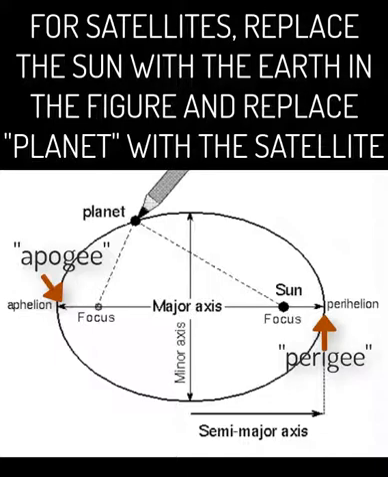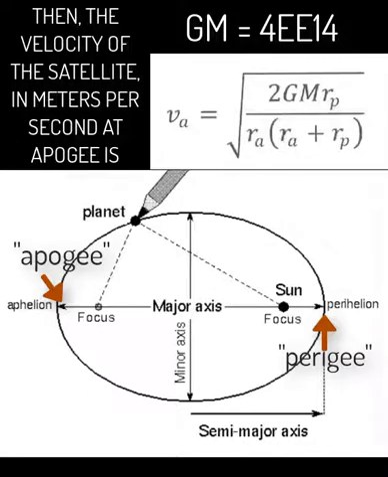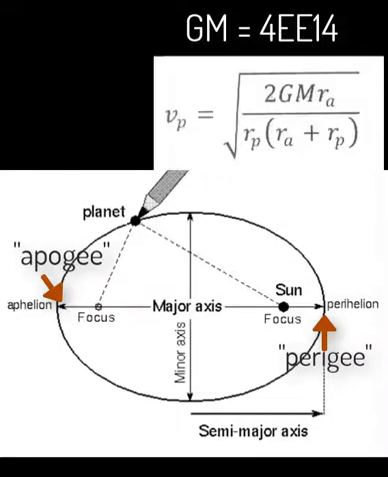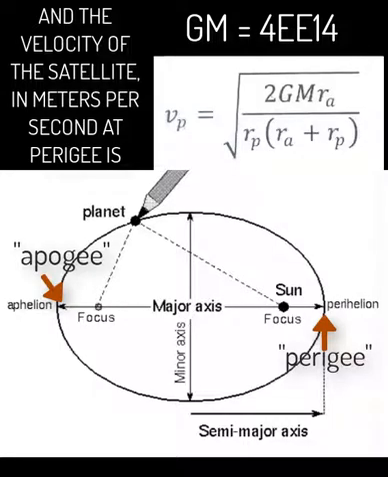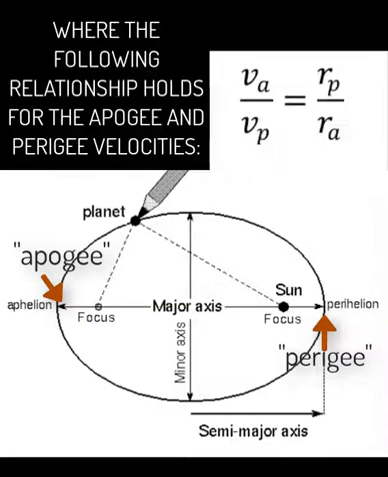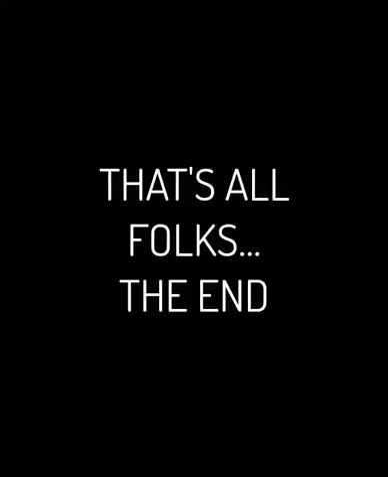Now you can replace the Sun with the Earth and the planet here with a satellite, and you're going to get the same type of orbit, except that you can compute the velocities with this formula where the GM is given as shown, and this formula will give you the velocity in meters per second if you use that value for GM. And you'll get the same relationship that you had before.